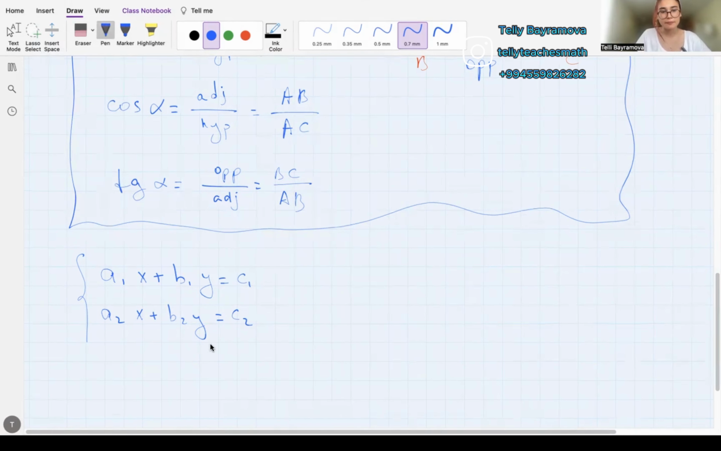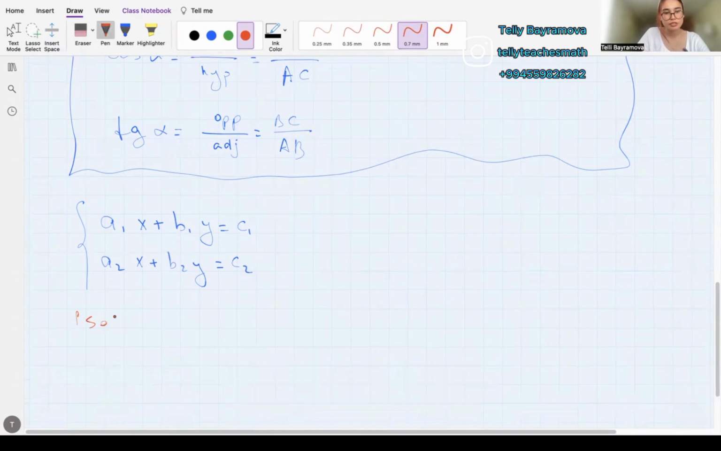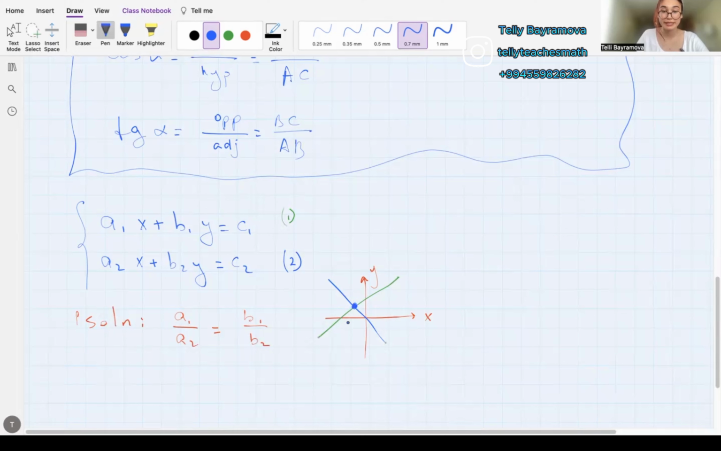One solution, okay. One solution just means A1 over A2 is not equal to B1 over B2. You will never use these formulas. In any case, I want to say for one solution, x y, this is equation 1, and this one is second. This is the solution. Don't forget, guys, the solution is their intersection point. Neither this, nor other points. Only this one is the solution. Okay, x and y.